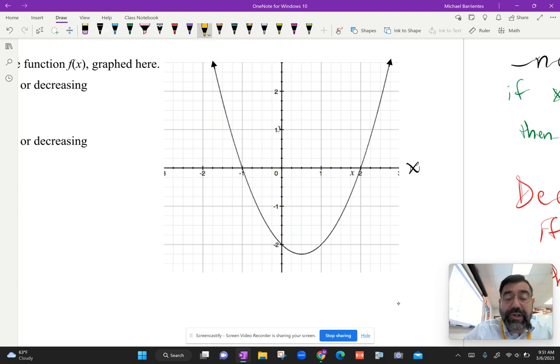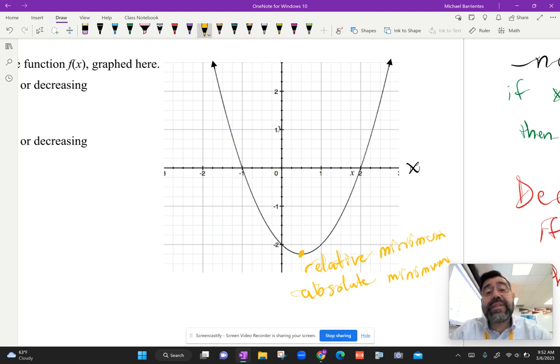And this point right here, we're going to call two things. It's a relative minimum, or just minimum, and it's also an absolute minimum. So let's talk about the difference between those two things. A relative minimum is a point that is low compared to the other points around it. Here's a good example of a relative minimum.